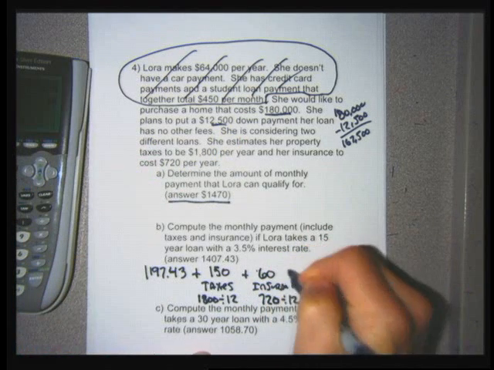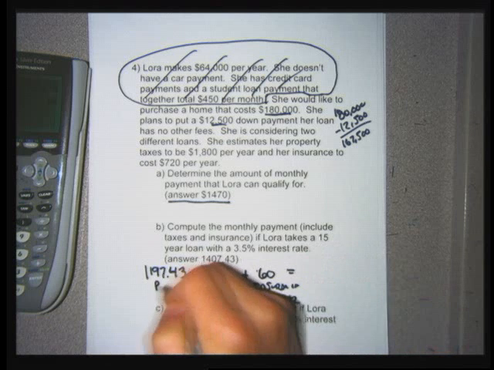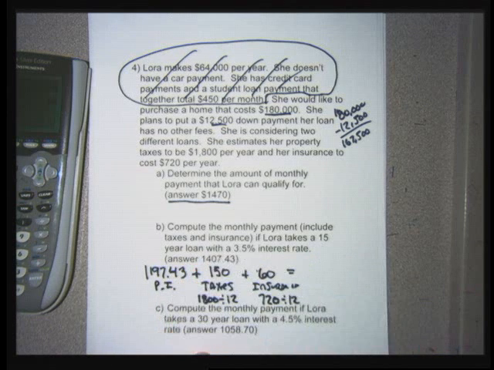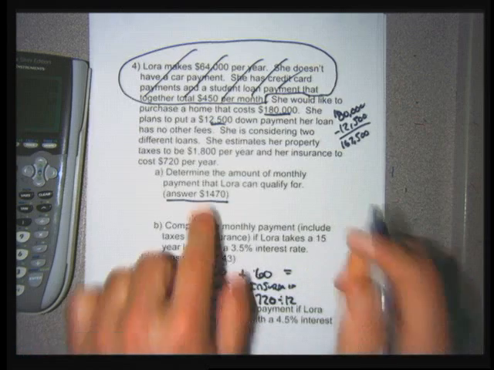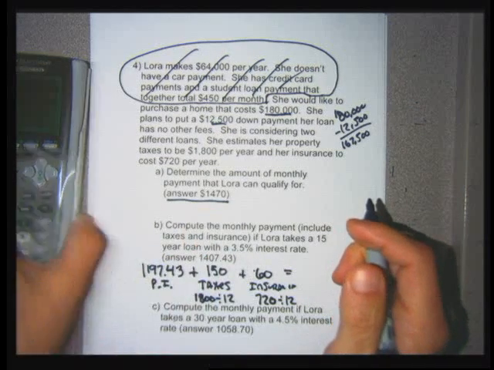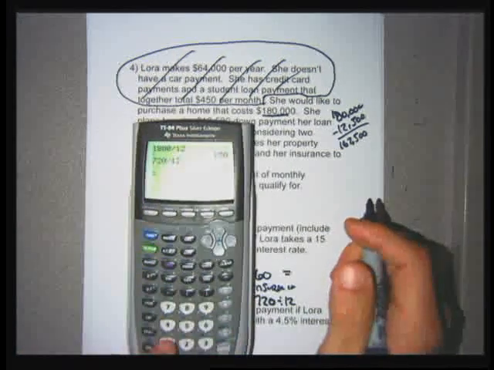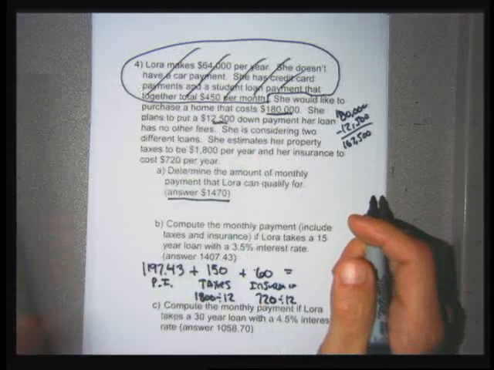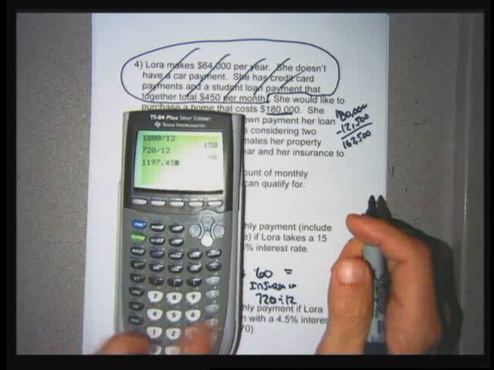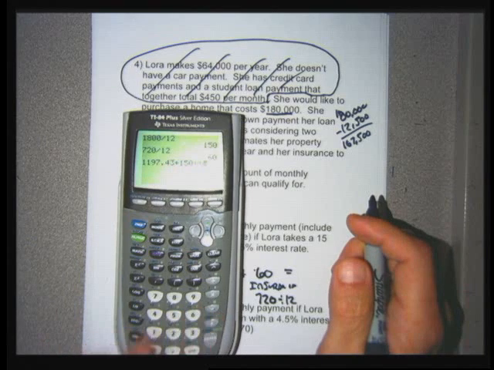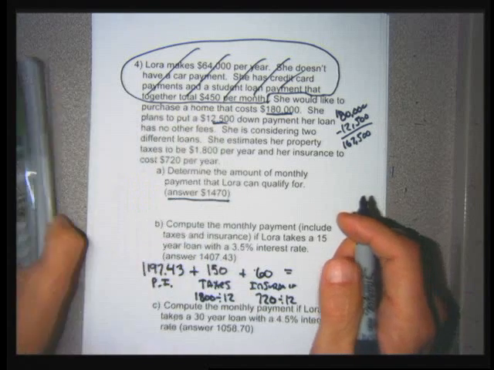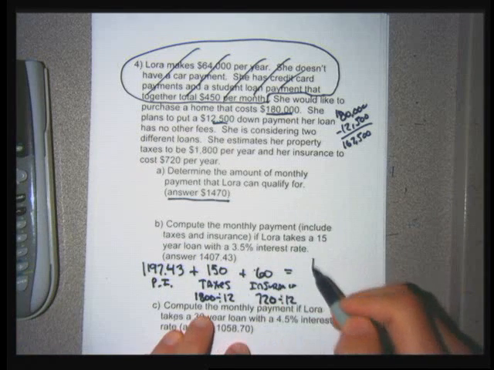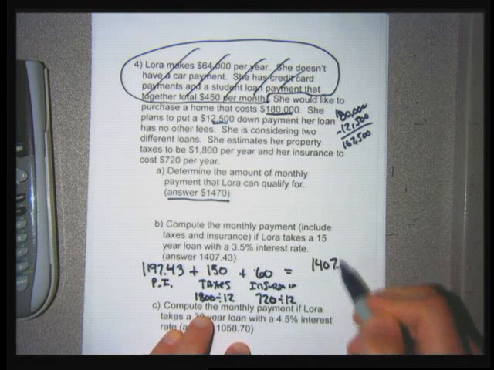If I add those three amounts, the principal and interest portion of her payment, plus the taxes and the insurance, that's Laura's total payment, which can't exceed $1,470. Turns out not to here. So if I take the $1,197.43, add the $150, and add the $60, I get $1,407.43, which would be her total PITI payment on a 15-year loan.